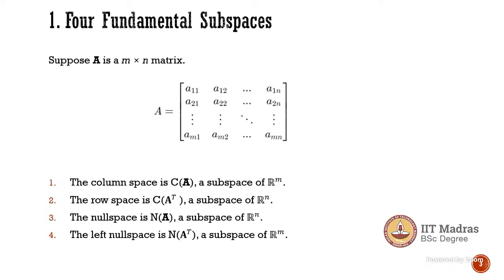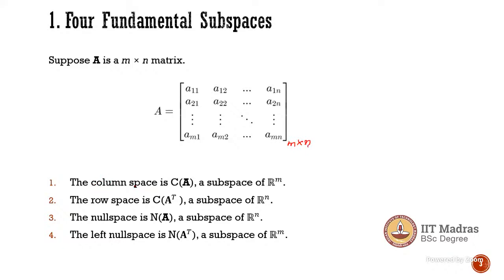So let us first see the 4 fundamental subspaces. Whenever a matrix is given, a matrix has rows and columns. The first fundamental subspace is the column space. The second is the row space. The third one is the null space. And the last is the left null space. When the matrix is given to you, there are m cross n elements, where m is the number of rows and n is the number of columns.